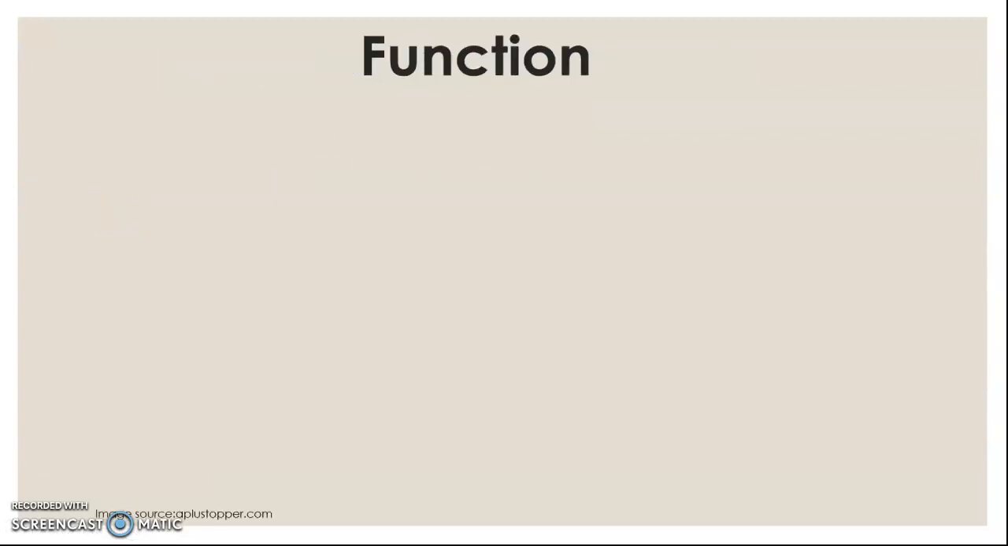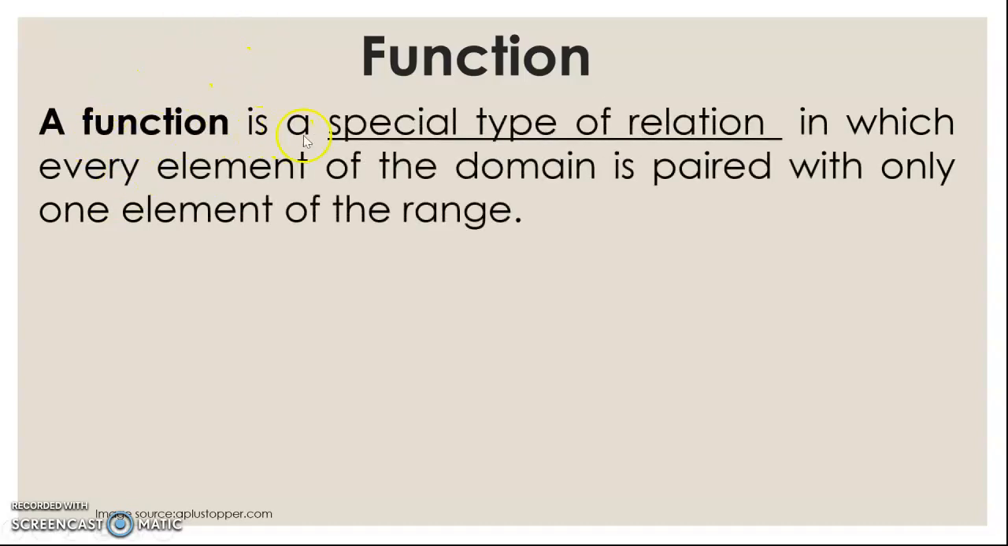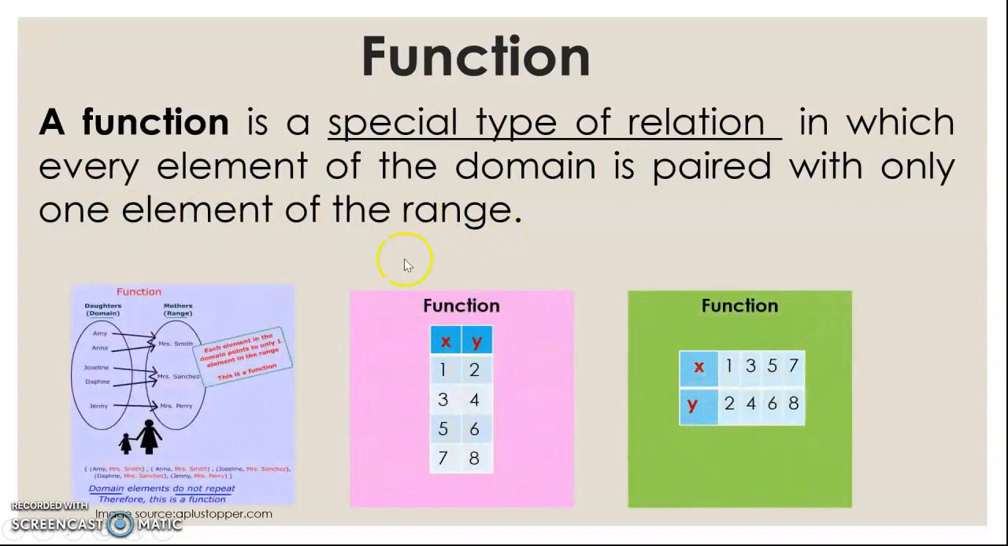So this time, let's take a look at the definition of a function. So what is a function? A function is a special type of relation in which every element of the domain is paired with only one element of the range. So take note of this, a function is a special type of relation. So yung function ay relation siya, okay? And it is a special type of a relation. Bakit? Dahil for every element of the domain, okay, yung x values is paired with only one element of the range.